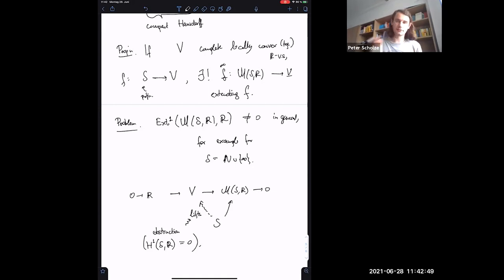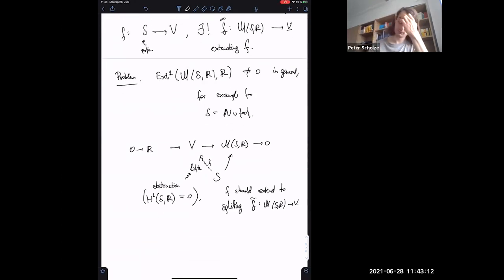But then if there was this nice category that's stable under extensions, then this map should extend to a splitting. But this Ext group is non-zero in general. So it follows that if you want your category to be stable under extensions, then this cannot work. And if you think more about it, you can also show that it can't be a Banach category. It's slightly easier to show that it can't be stable under extensions, but it also is true that it's not Banach.